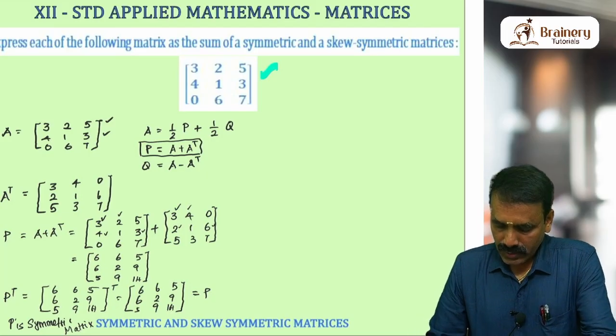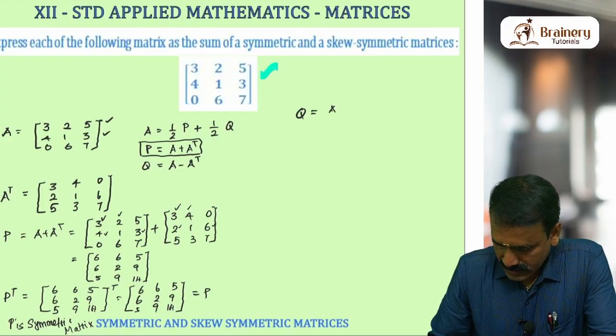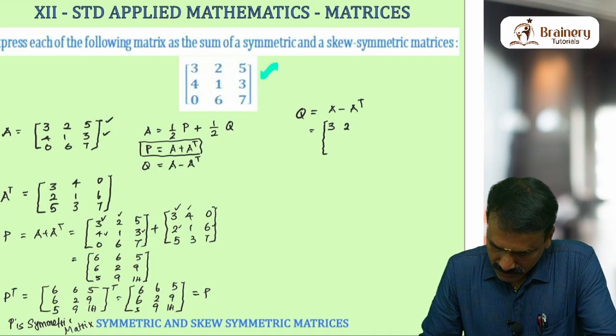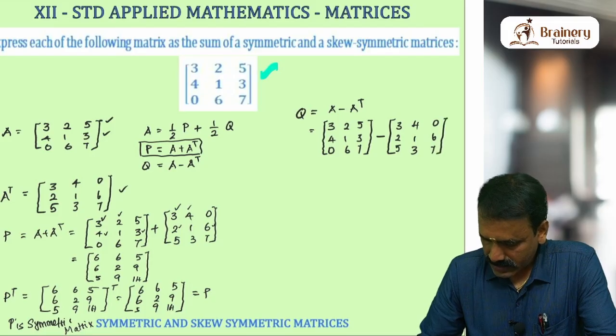Next I am going to find Q. How to find Q? Q is nothing but A minus A transpose, that is the A matrix. What is your A matrix? 3, 2, 5, 4, 1, 3, 0, 6, 7 minus of A transpose, which is 3, 2, 5, 4, 1, 3. This is your A transpose, okay. 0, 6, 7.